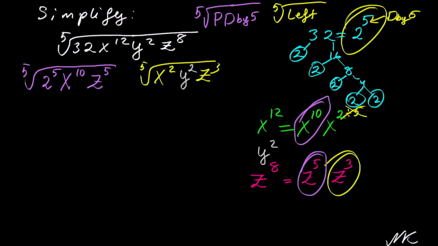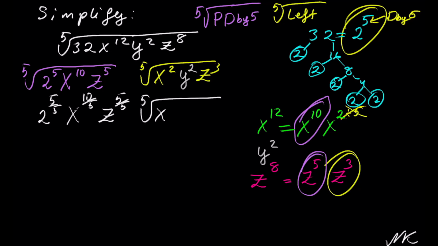So now we have the fifth root of 2 to the 5 x to the 10 z to the 5, times the leftover fifth root of x squared y squared z cubed. So let's take the fifth root. So we get 2 to the 5 out of 5, x to the 10 out of 5, z to the 5 out of 5. That was the whole point, so we can reduce the fifth power, times the leftover radical. We have the fifth root of x squared y squared z cubed.